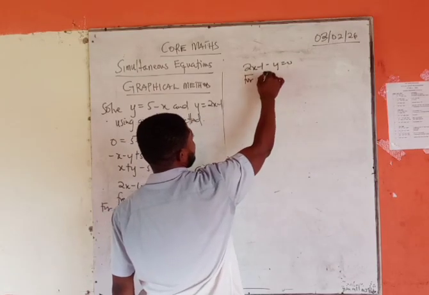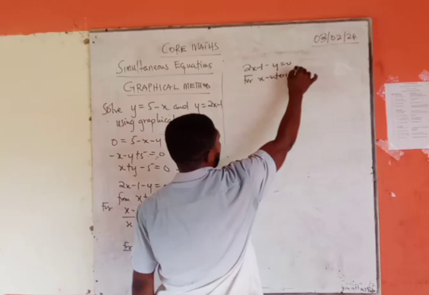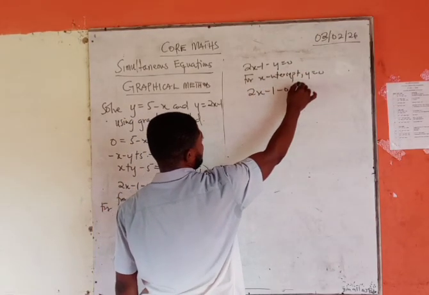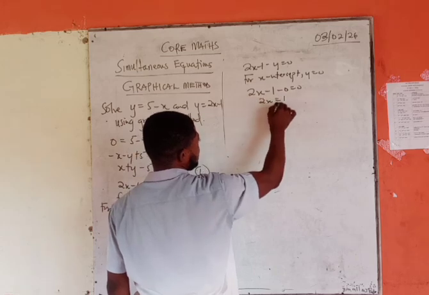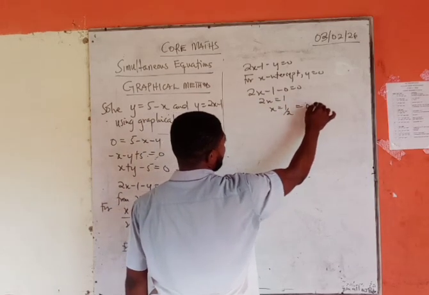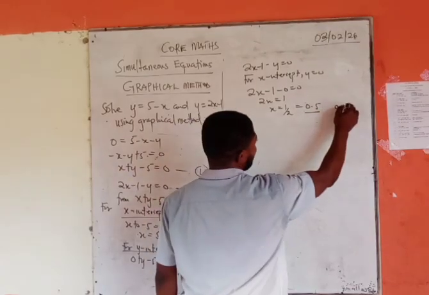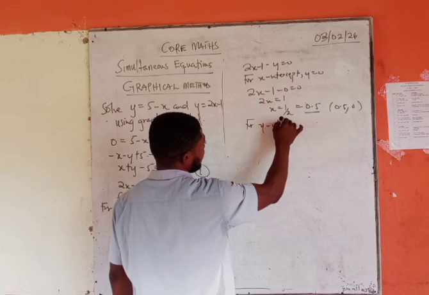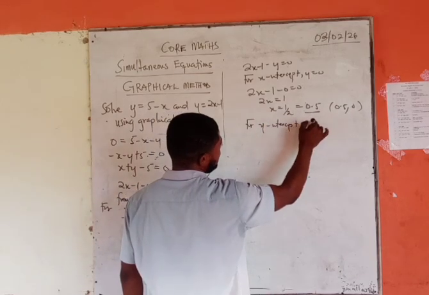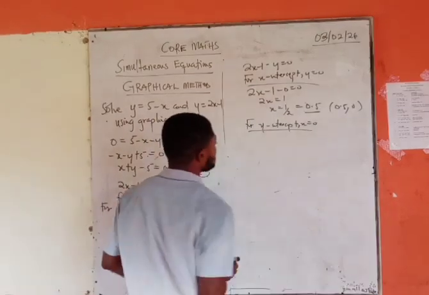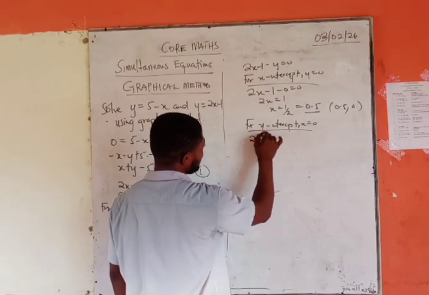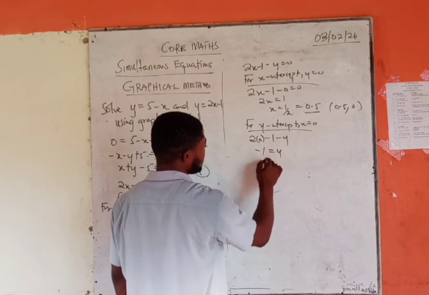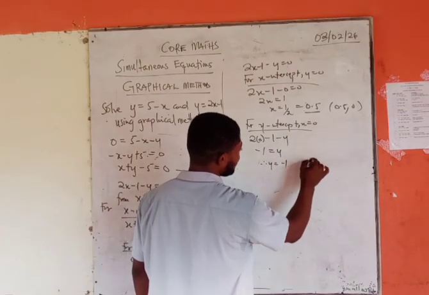Then for equation 2, for the x-intercept, y is equal to 0. So I have 2x minus 1 minus 0 is equal to 0, 2x is equal to 1, x is equal to 1 over 2, which is the same as 0.5. So I have (0.5, 0). And then for the y-intercept, x is equal to 0. So 2 times 0 minus 1 minus y, minus 1 is equal to y. Therefore, y is equal to minus 1. So I have (0, minus 1).